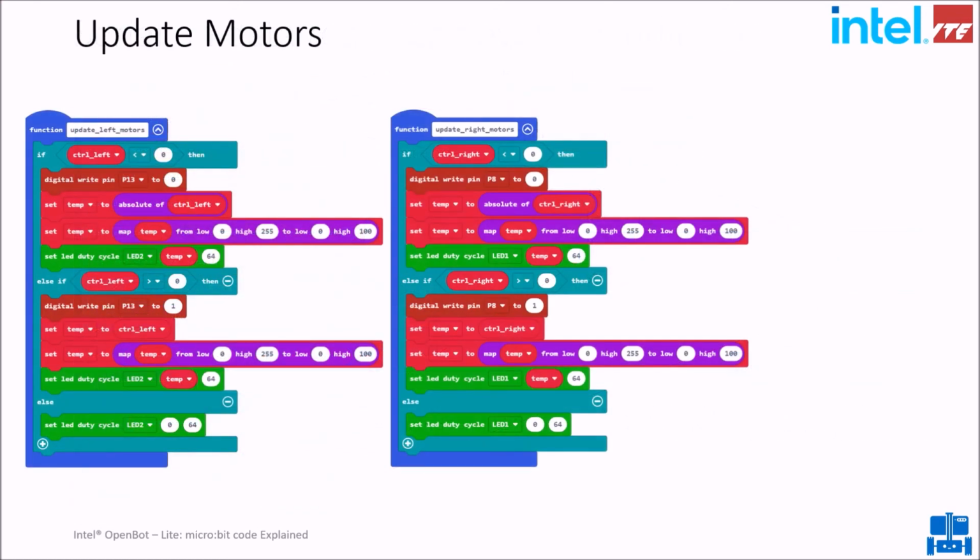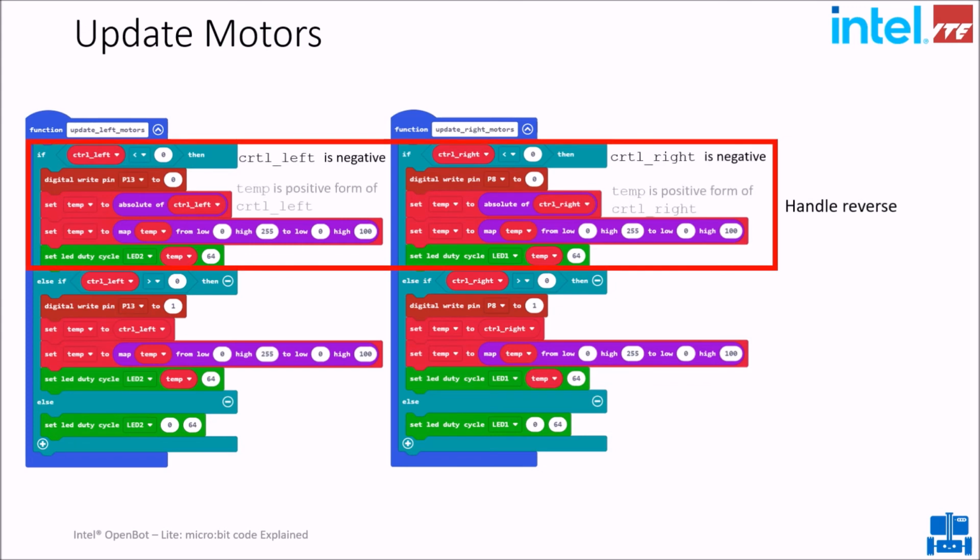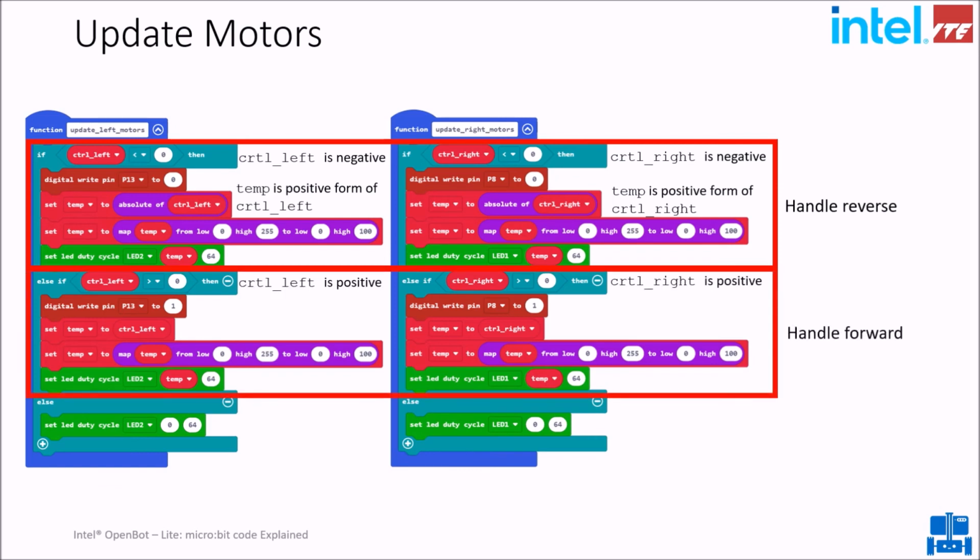Now let us look at the update left motors and update right motors functions. The first highlighted box handles the reverse command, as control left and control right must be negative in order to enter this if section. The temp variable stores the positive form of the control values. The next section handles the forward command, as control left and control right must be positive in order to enter this if section. The last section handles the stop command, as control left and control right are 0. This section stops the corresponding motors.